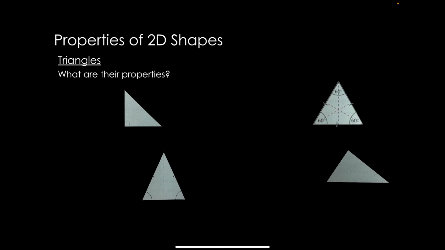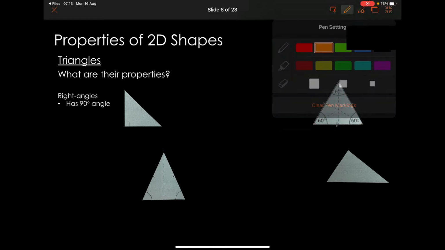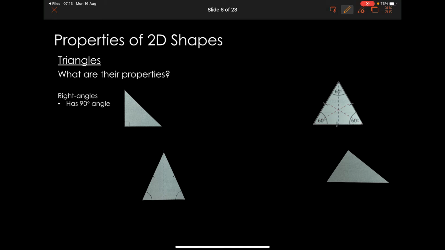So what are their properties? Here are our 4 triangles. Our right-angled triangle, we must know, has a 90-degree angle. That's how we remember that it's a right-angled triangle. Okay, and it's usually labelled with that little box there.